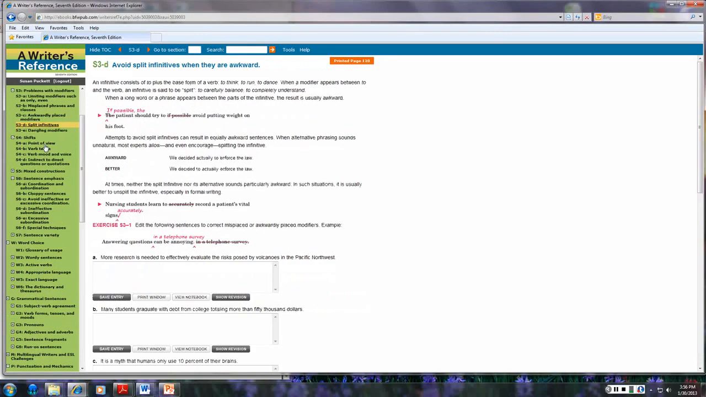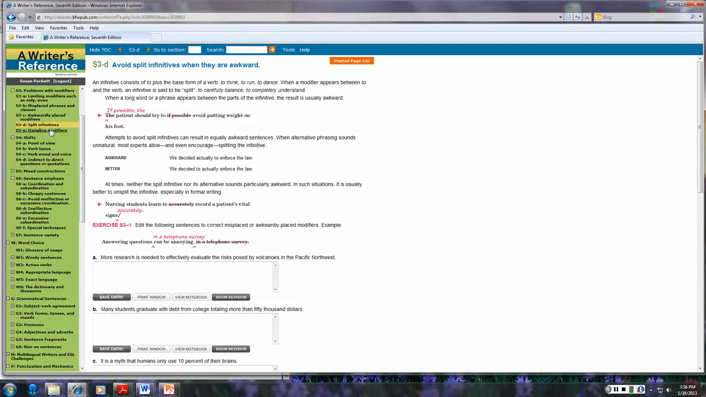Split infinitives. An infinitive is the to-be form of a verb, and the rule says that we don't want to put modifiers in between to and the rest of the verb. So rather than the patient should try to, if possible, avoid, it's if possible, the patient should try. Again, the idea is not splitting that infinitive, the to-be form of the verb.